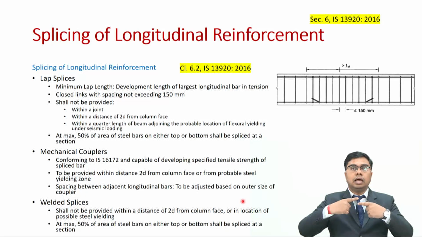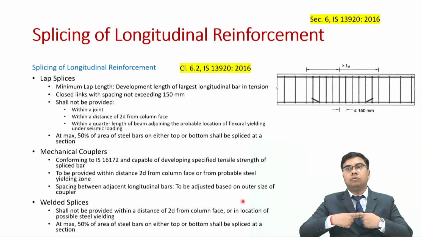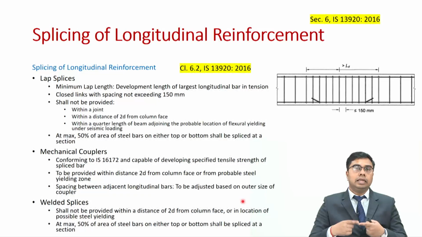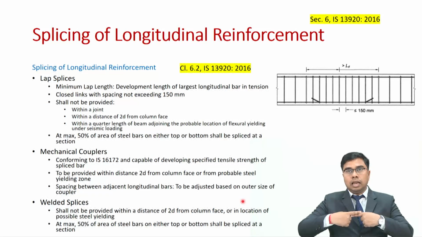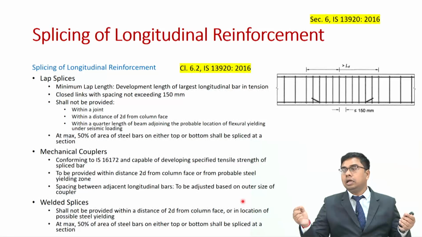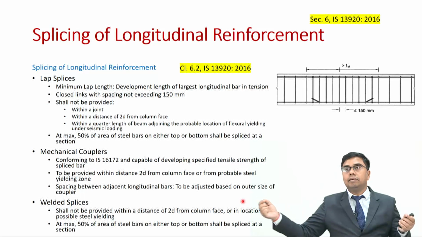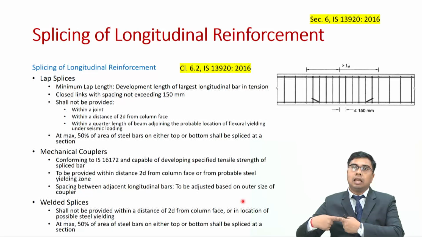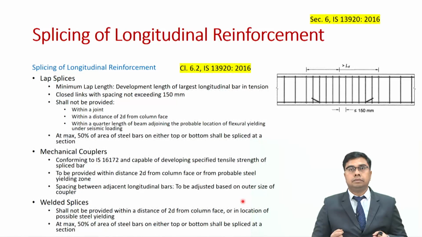Because this bar has to transfer tension or any other force to this bar, the minimum lap length will be equal to the development length of the largest longitudinal bar in tension. Sometimes the lapping is done between bars of different sizes. For example, you are discontinuing a 20 mm dia bar and you are going to use a 16 mm dia bar further, then the lapping has to be there, but in that case the minimum lap length will be the development length of the larger bar in tension.